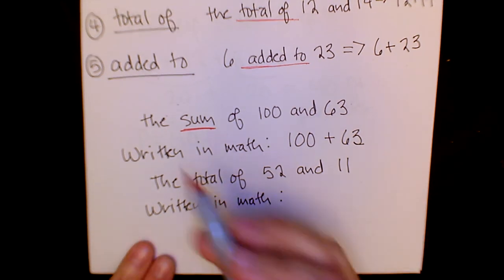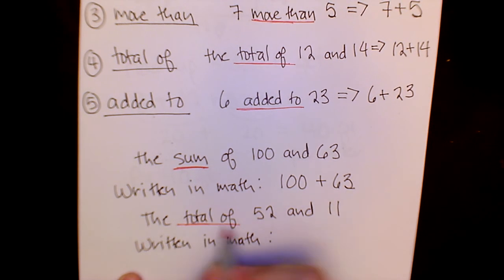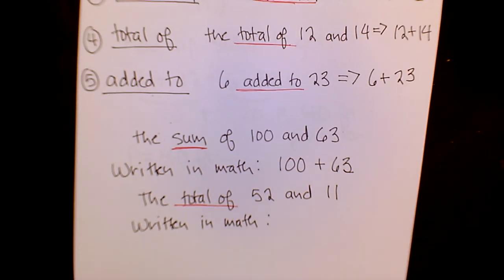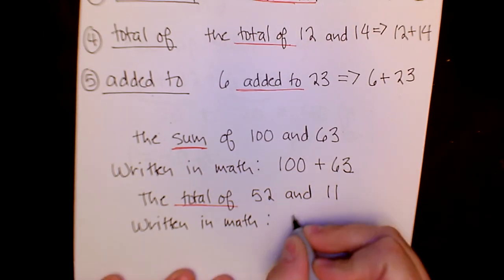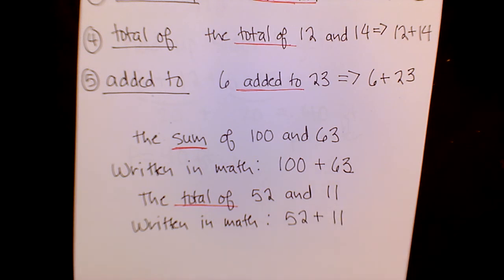So I'm looking for my keywords. I see up here, total of. So I know I want to add. So I'm going to say 52 plus 11. We don't have to add it. We don't have to solve it. We're just writing it in math.